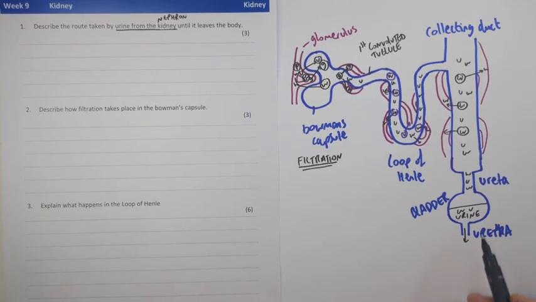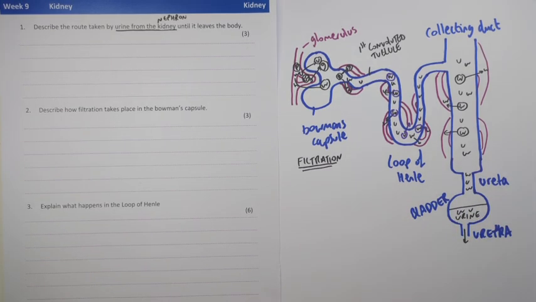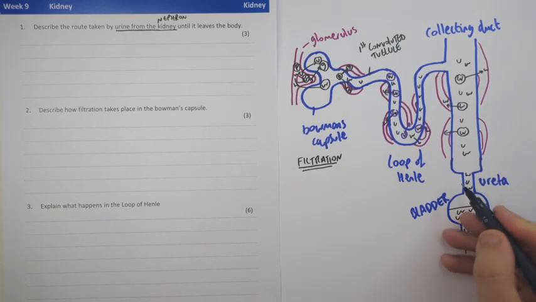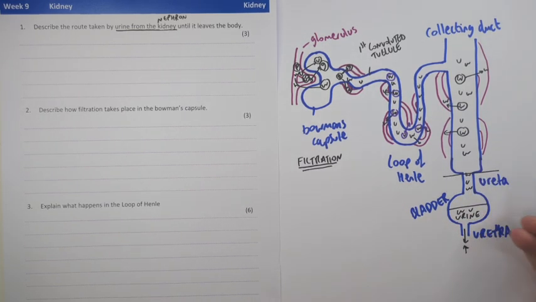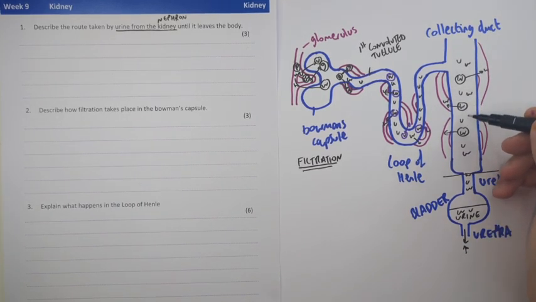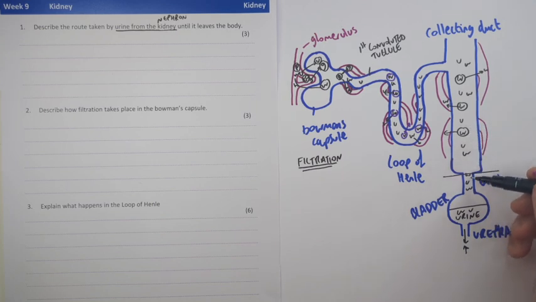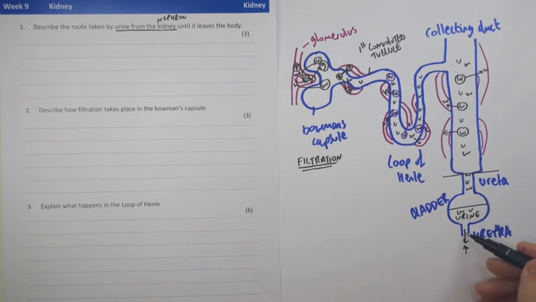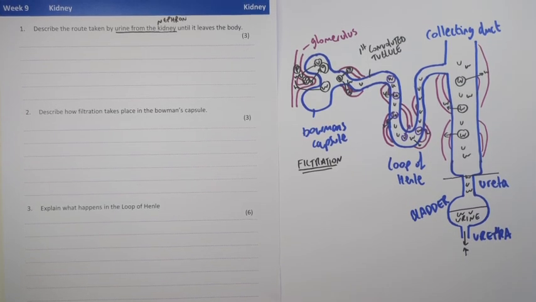So how does it get transported from the kidney? We know that it leaves the body here, right at this point, and it leaves the kidney at this point. So urine is going to go to the ureter, to the bladder where urine is stored, and then out of the urethra.